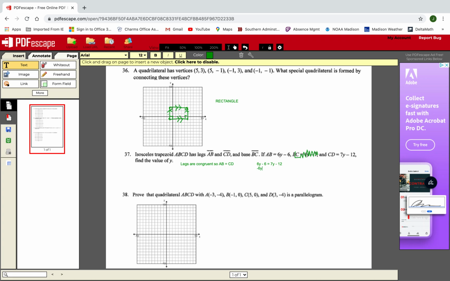I'm going to subtract 6y from both sides. So the left side will leave me with negative 6. On the right side will leave me with y minus 12. So my last step then would be to add 12 to both sides. So I end up with y equals 6.